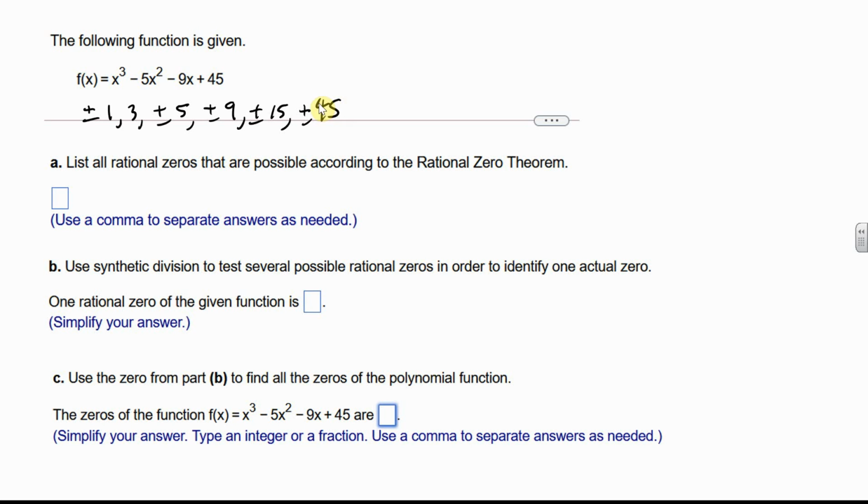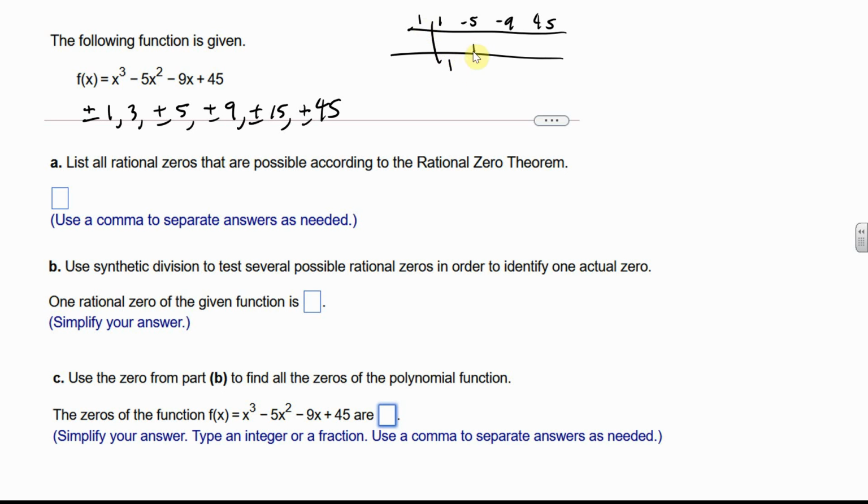All right, good. So you'll put those in part A, and then it says use synthetic division to test several possible rational zeros in order to identify one actual zero. So we're going to take synthetic division, list these terms out. That's the 1 for the coefficient for x to the third, -5, -9, 45. All right. So let's start with the 1. So we start with the 1 here. So we bring down this 1.